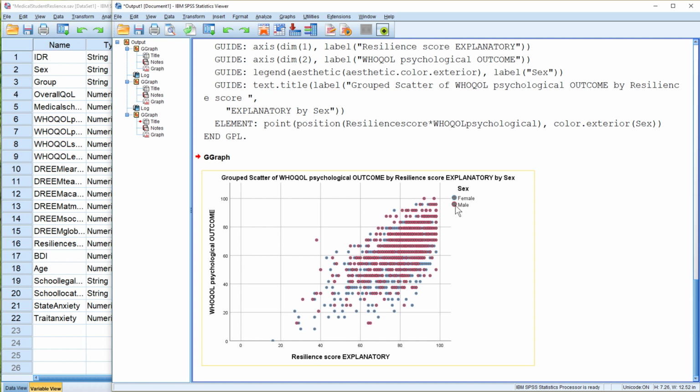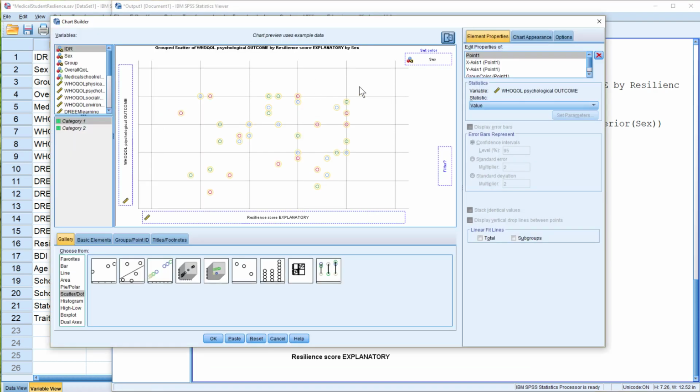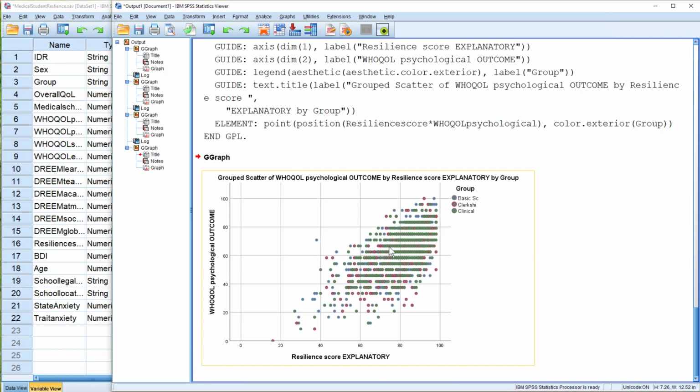So the blue is female and the red is male. So to me, it looks like there's a possibility that the females are very, very slightly lower, but it's incredibly difficult to read that when you've got so many different overlapping dots, but that will come out in the analysis. The other thing that we could color by is the group. So this was the first and second year, third and fourth year, and fifth and sixth year. And again, really difficult to see because they've got so many overlapping dots.